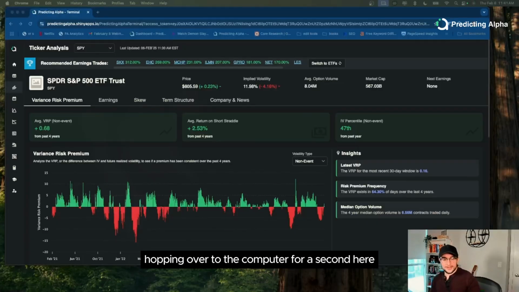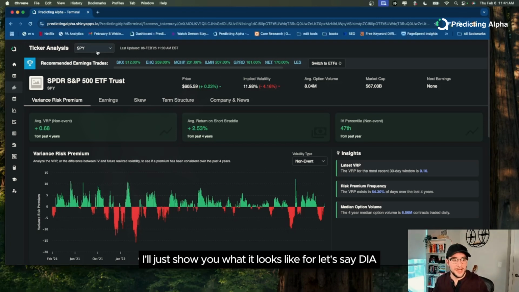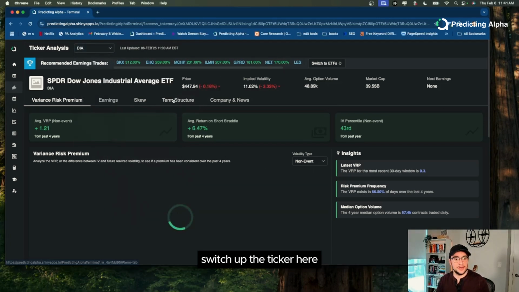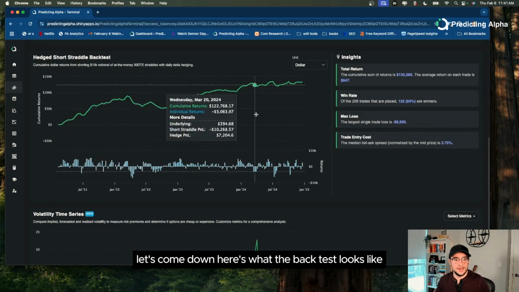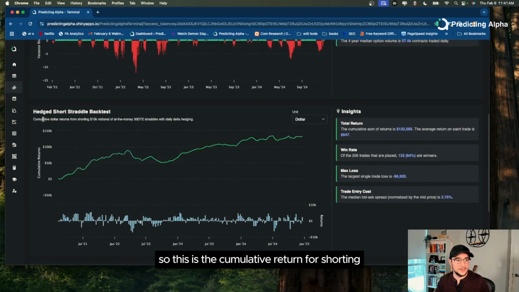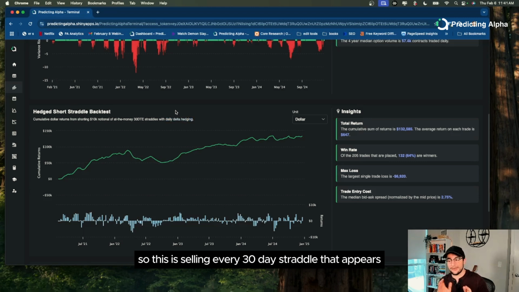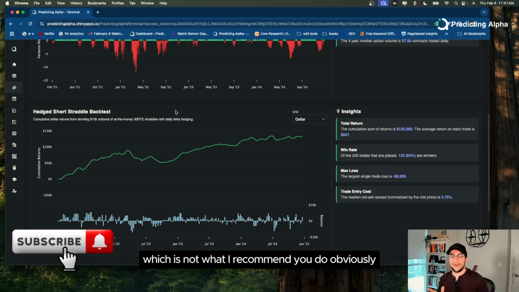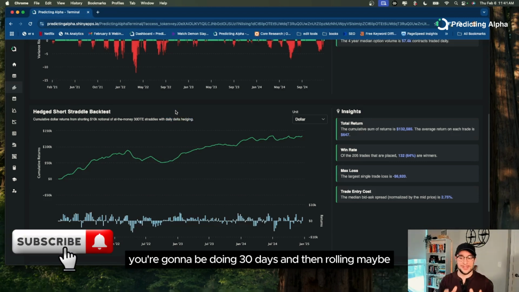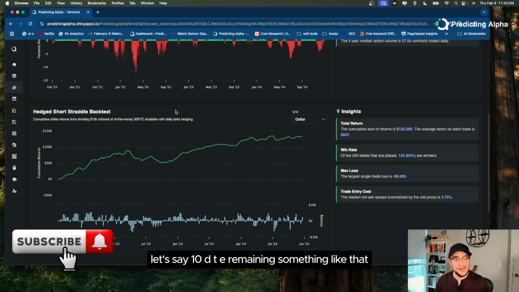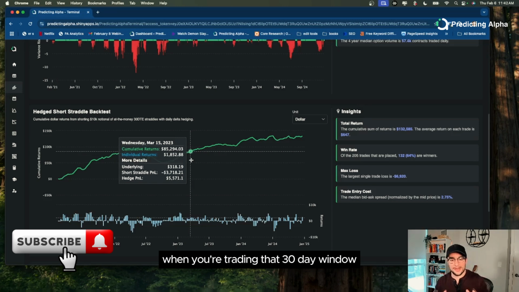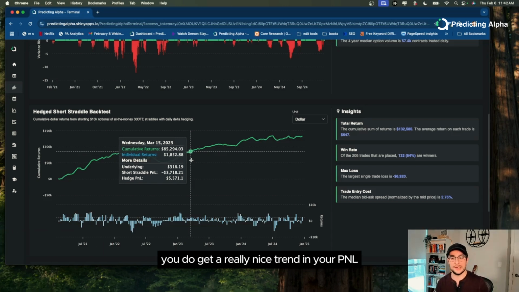Hopping over to the computer for a second here, I'll just show you what it looks like for, let's say, DIA. Switch up the ticker here. Let's come down. Here's what the back test looks like. So this is the cumulative return for shorting 10,000 of notional at the money 30-day straddles with daily delta hedging. So this is selling every 30-day straddle that appears, which is not what I recommend you do, obviously. In reality, you're going to be doing 30 days and then rolling maybe, let's say, 10 DTE remaining, something like that. But generally, this shows you how when you're trading that 30-day window, you do get a really nice trend in your P&L. And that's exactly what we want exposure to in our portfolios.